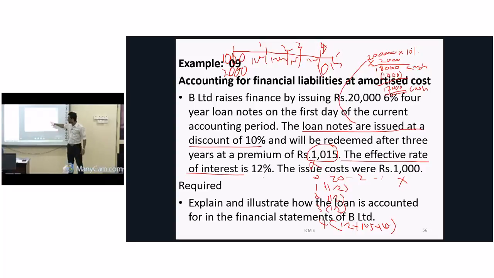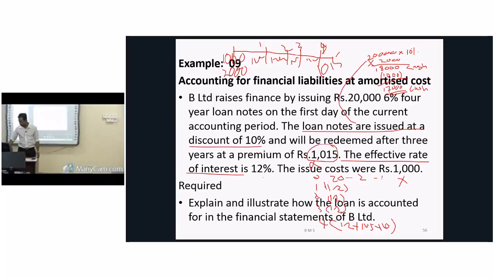What is my finance cost rate in this case? 12%. But what is the pay rate? Only 6%. The 12% is because of some other different types of cost. A discount was given, a premium was given. So there is an issue cost. You have to consider everything from the accounting point of view, right? Now I hope you can understand this. Now 12% is already identified.